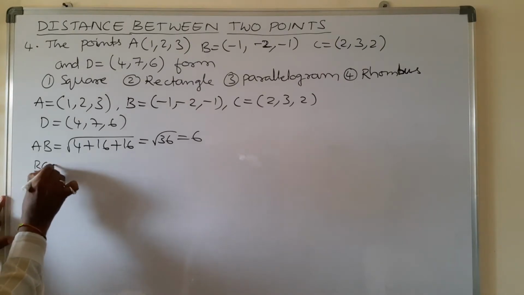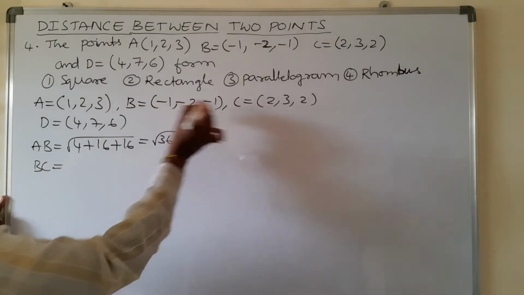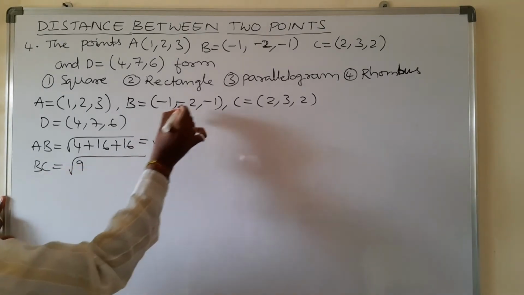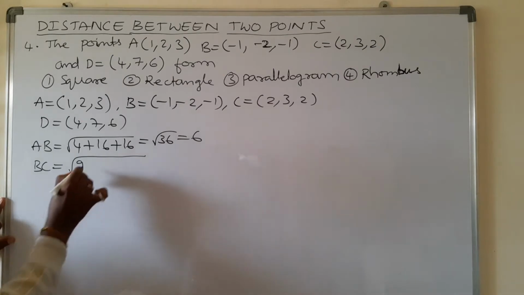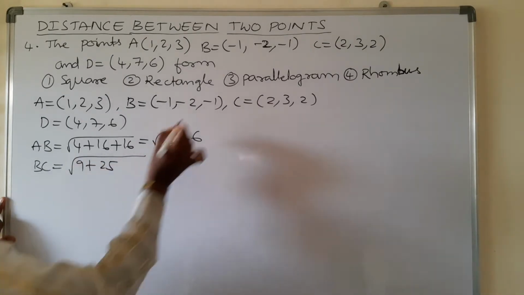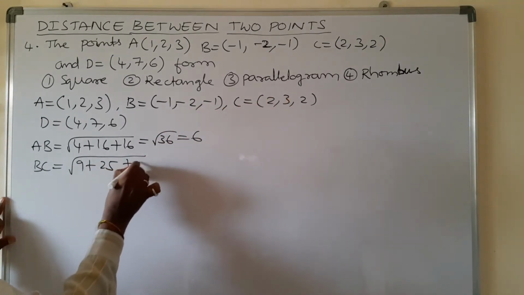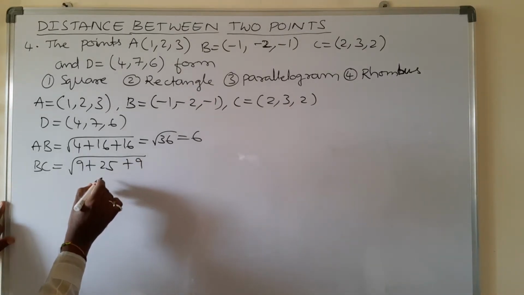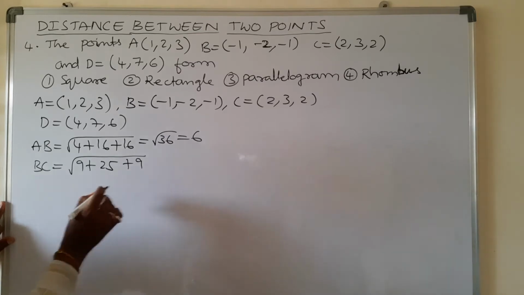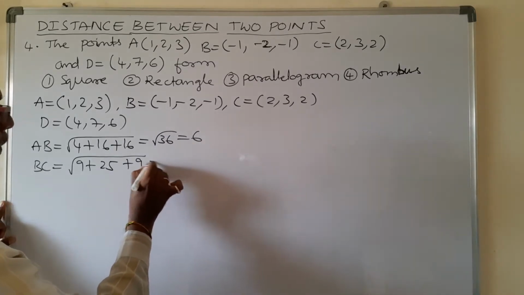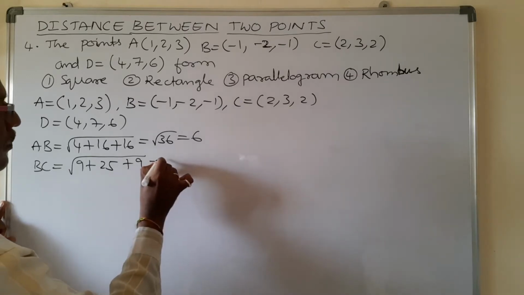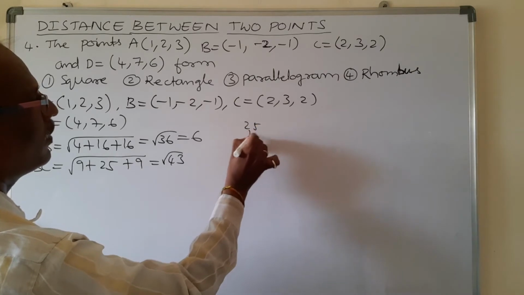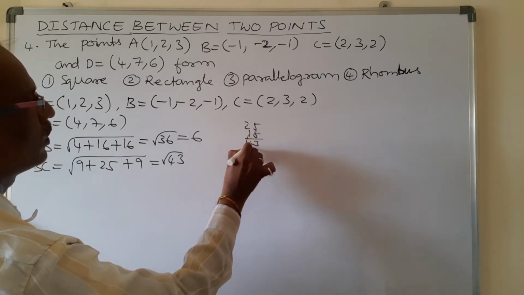Next, to find the distance BC: (-1 minus 2) whole square, 9; (-2 minus 3) whole square, 25; (-1 minus 2) whole square, 9. 9 plus 9, 18, plus 25, root 43.